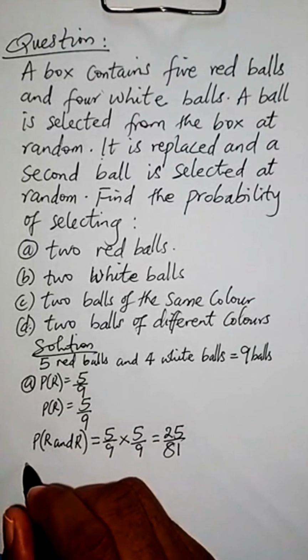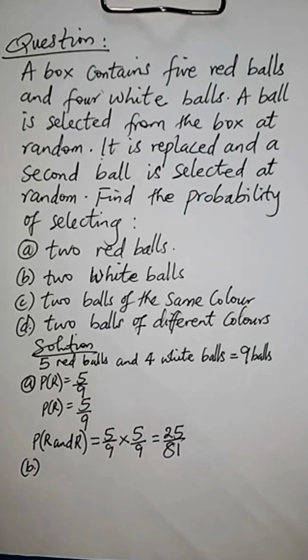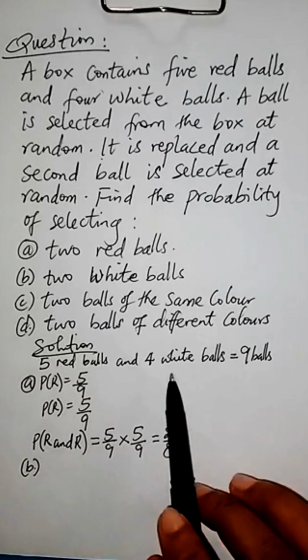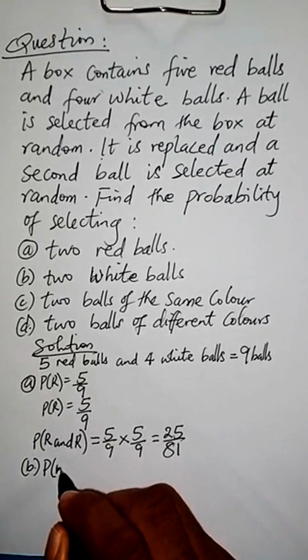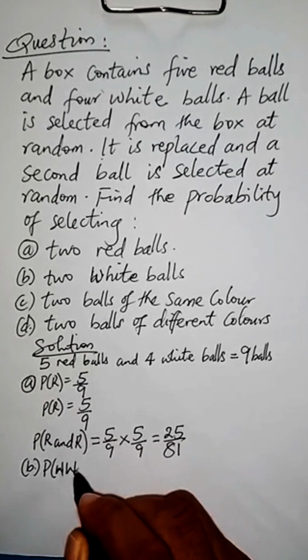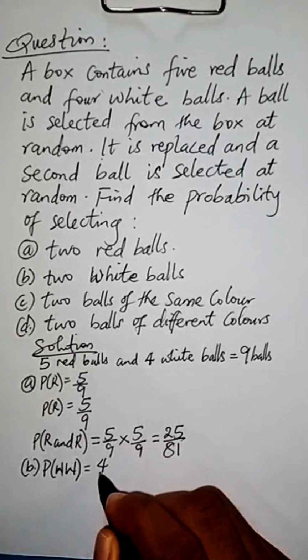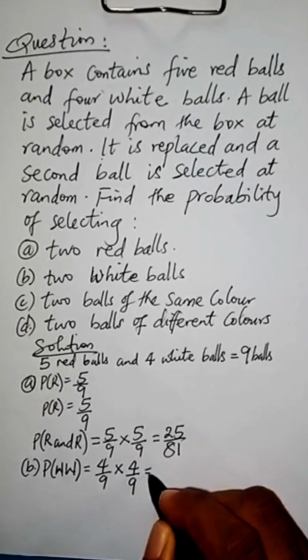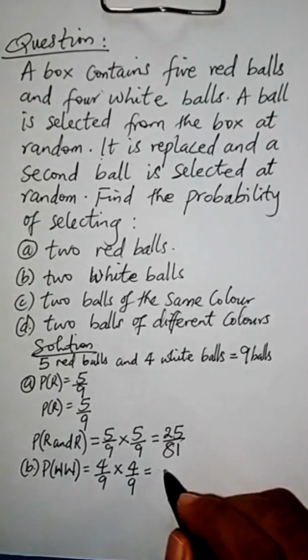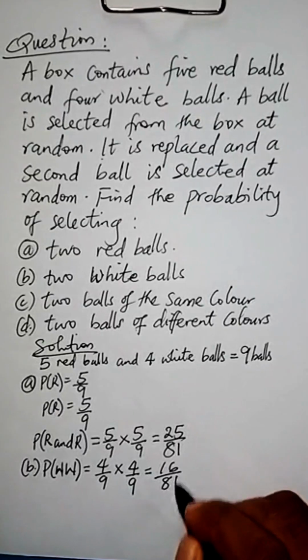And let's move to the B part, that the two are white balls. Now, how many white balls do you have there? Four. See, the same thing. So the probability of picking two white balls is going to be 4 out of 9 multiplied by 4 out of 9, since there are two pickings. And this is 16 out of 81.